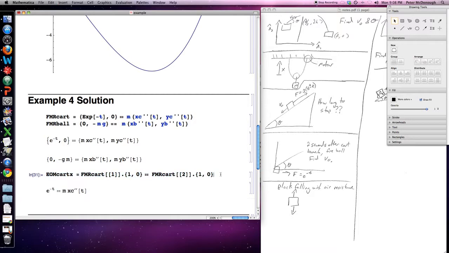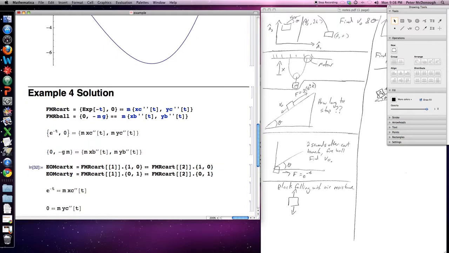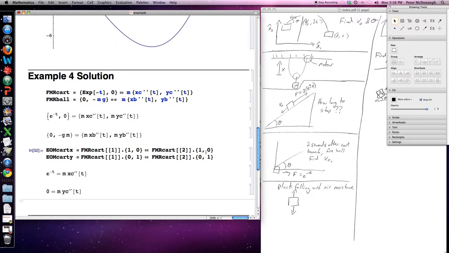All right, so to pull out the y equation of motion, we'll copy that code, and then we'll change these to 2's, and now we need to dot it with a vector in the y direction. So we will do that. Oh, I don't need to change that. What am I doing? Oh, no, this is exactly the same. I just need to change the vector. Yeah, 0 and 1.